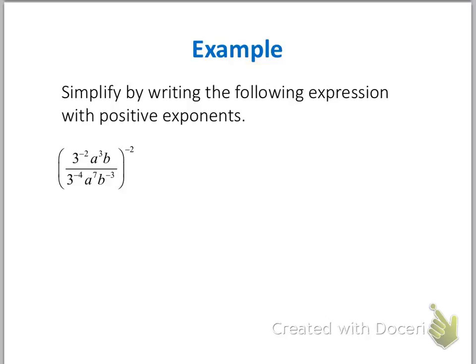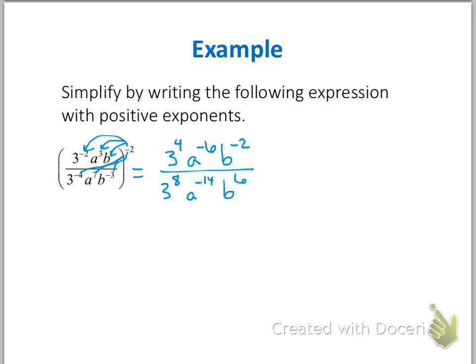So what I'd like you to do for homework then, oh, I forgot we have one more, a super complicated one. This one's a challenge. So distributing that negative 2 to every part, that gives me 3, negative times a negative is a positive, a to the negative 6, b to the negative 2, 3 to the positive 8th, a to the negative 14, b to the positive 6.